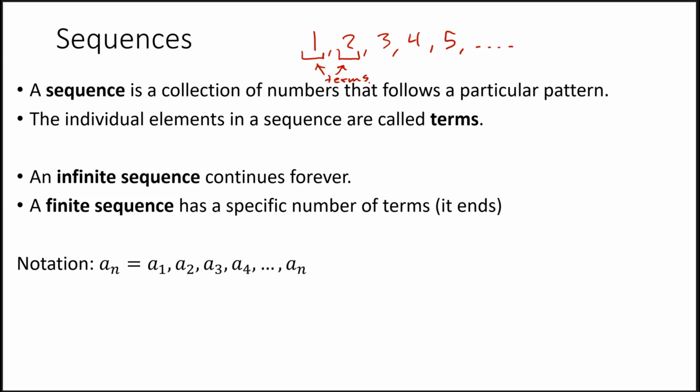An infinite sequence would be a sequence that continues on forever. So like my sequence up here would continue on forever. I see my dots indicating it goes on and on. A finite sequence has a specific set of numbers. So if I just do the numbers 1 through 6, 1, 2, 3, 4, 5, 6, that is a finite sequence. It just went up to the number 6. It had 6 individual terms.